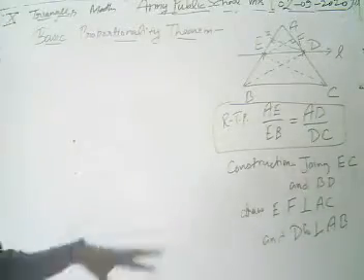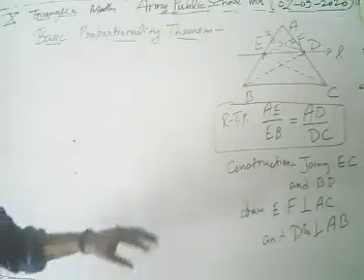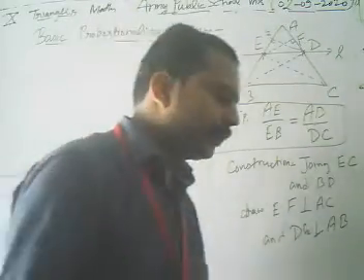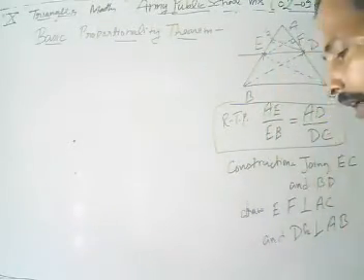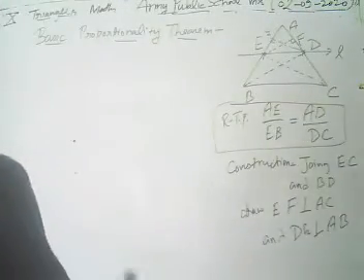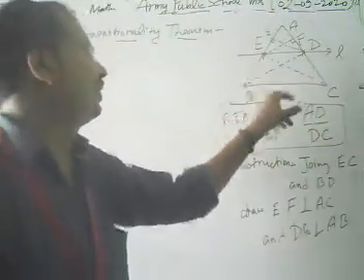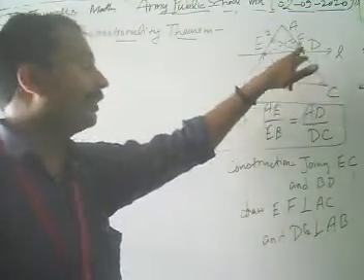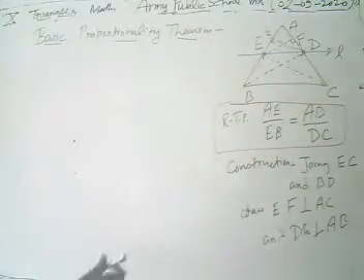Now, to prove that the ratio AE upon EB is equal to AD upon DC, we take the ratios of the triangles we have seen here. First of all, we take the ratio of triangle AED to triangle EBD, and then the ratio of triangle AED to triangle DCE.